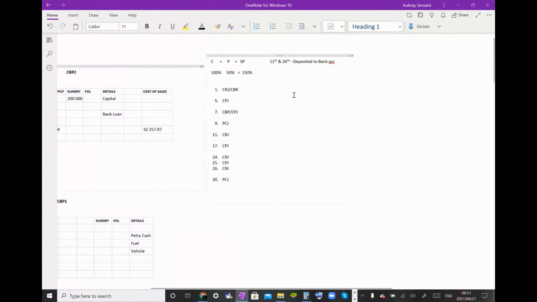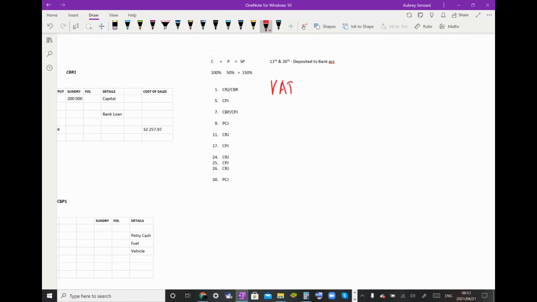Remember, we said to ourselves, let me quickly write this out for you guys. This is more just a bit of a recap. We said the VAT amount is 15, VAT exclusive is 100.